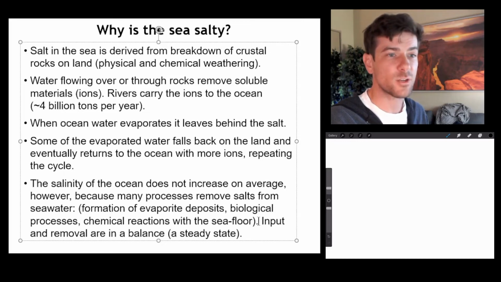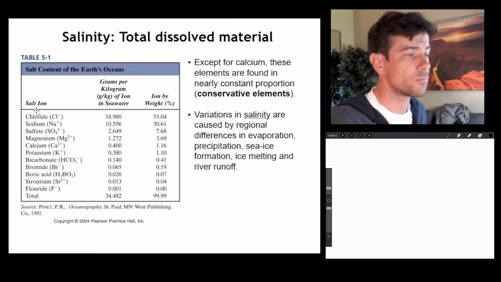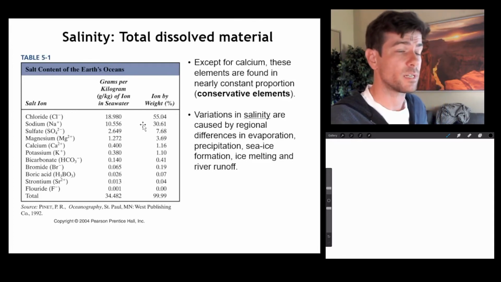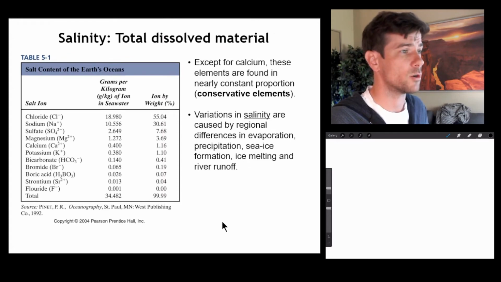Okay, and so generally speaking, the salinity of the ocean is another example of a steady state. The input is generally equal to the output in the system. So the salinity isn't really changing, at least not on short time scales, and really not on long time scales that we can tell as geochemists. Okay, so what salt is there? Salinity is just the total dissolved load in the water.